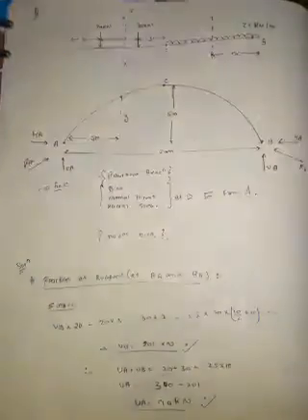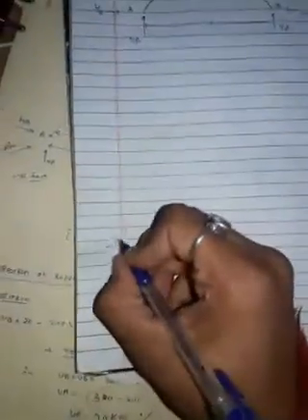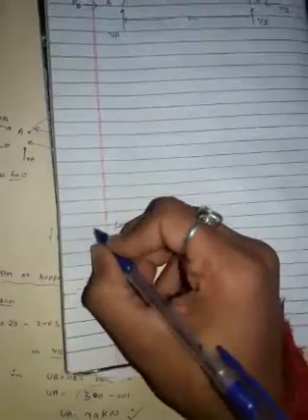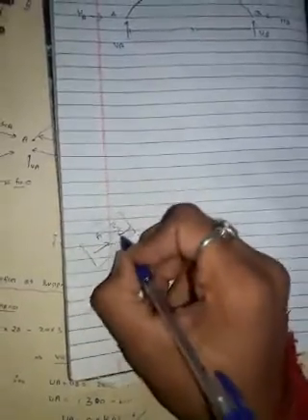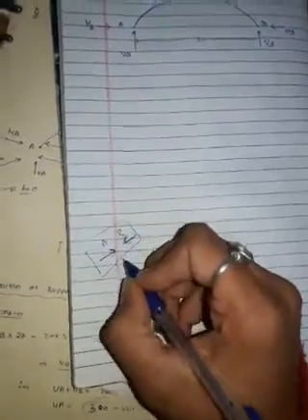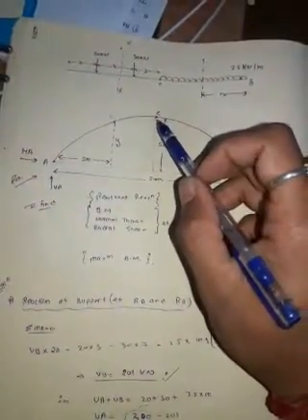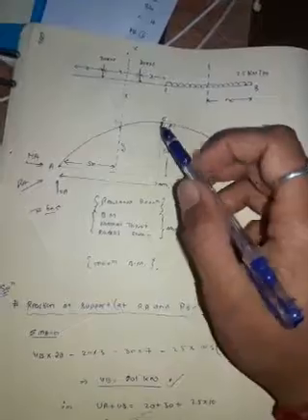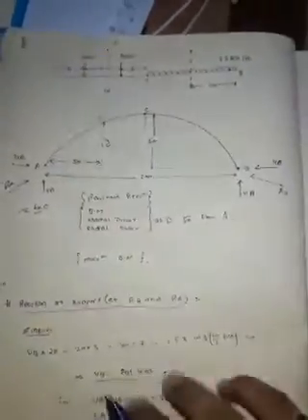Now for the calculation of the horizontal thrust at A and B supports, both are equal because they are equal and opposite in direction. So HA is equal to HB. So I am taking the moment at C is equal to 0, on the right hand side. You can take the left hand side.